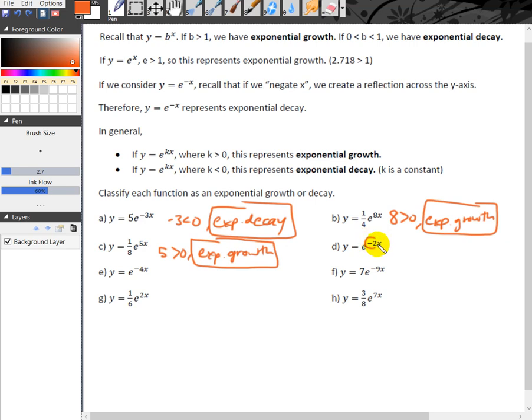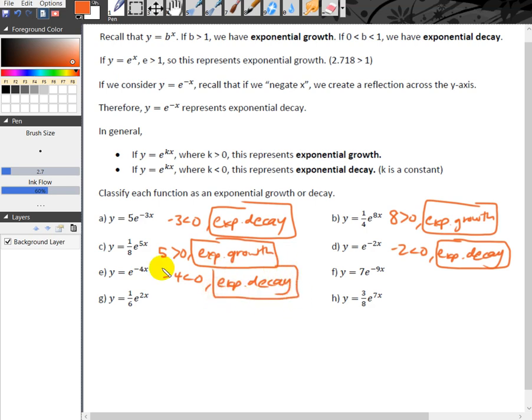Negative 2 here. As you see, this negative 2 is less than 0. That's going to represent exponential decay. Come down to this one, e raised to negative 4x, same idea. Negative 4 is less than 0, so this is going to represent exponential decay. Similarly, even if I put a 7 in front here, or if I made it 17, it's still going to be exponential decay because we have this negative sign. This one, we have a negative sign here, so negative 9 is less than 0. That's going to represent exponential decay.